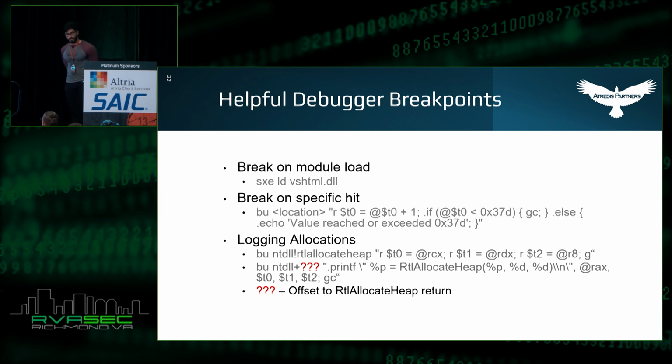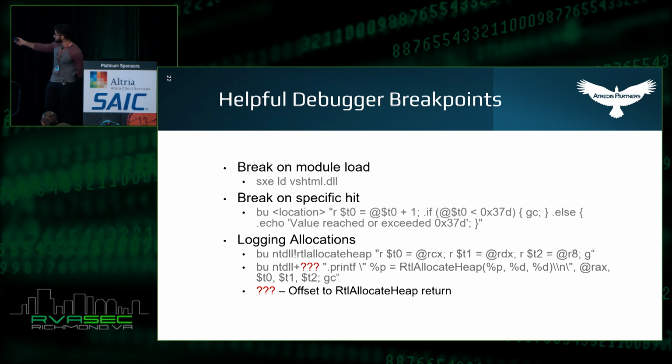Next, logging allocations. We will see where this is specifically useful later. We made a breakpoint on NTDLL RTL allocate heap and at the return address of NTDLL. In the first breakpoint, we store all of our arguments in pseudo registers that are provided from WinDbg. And then in the second one, we print those pseudo registers.